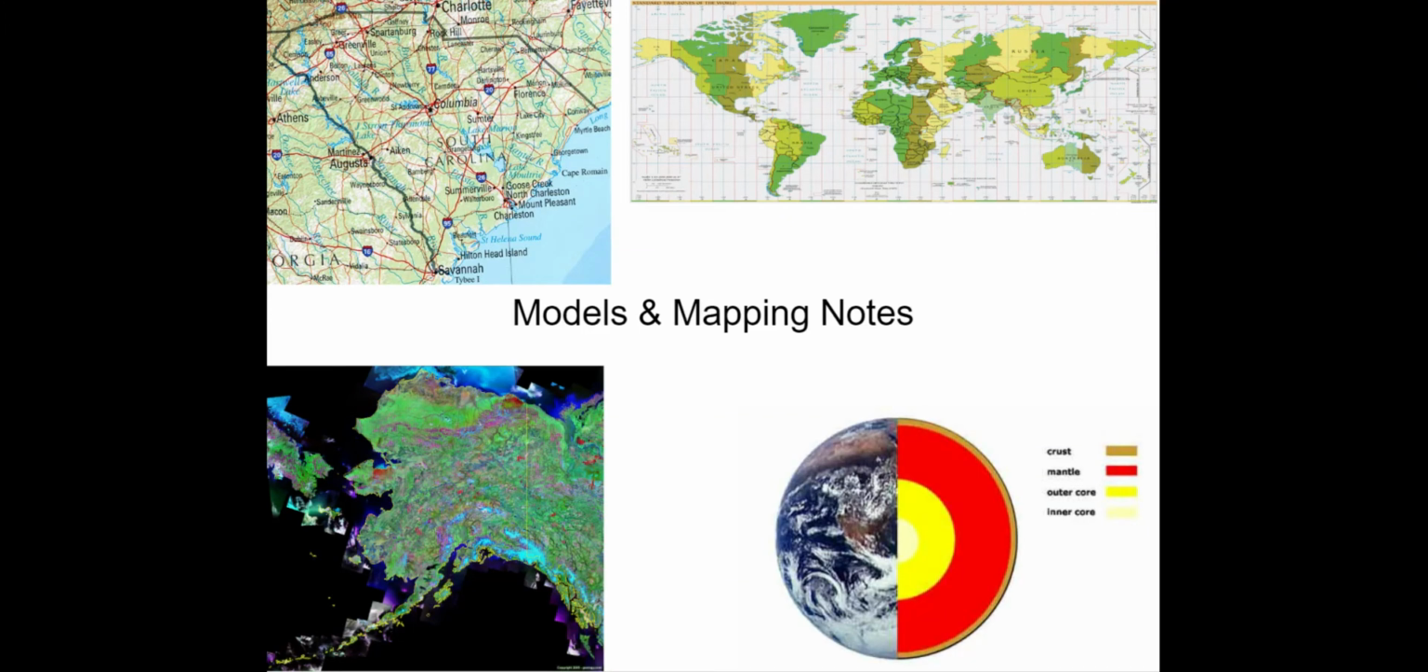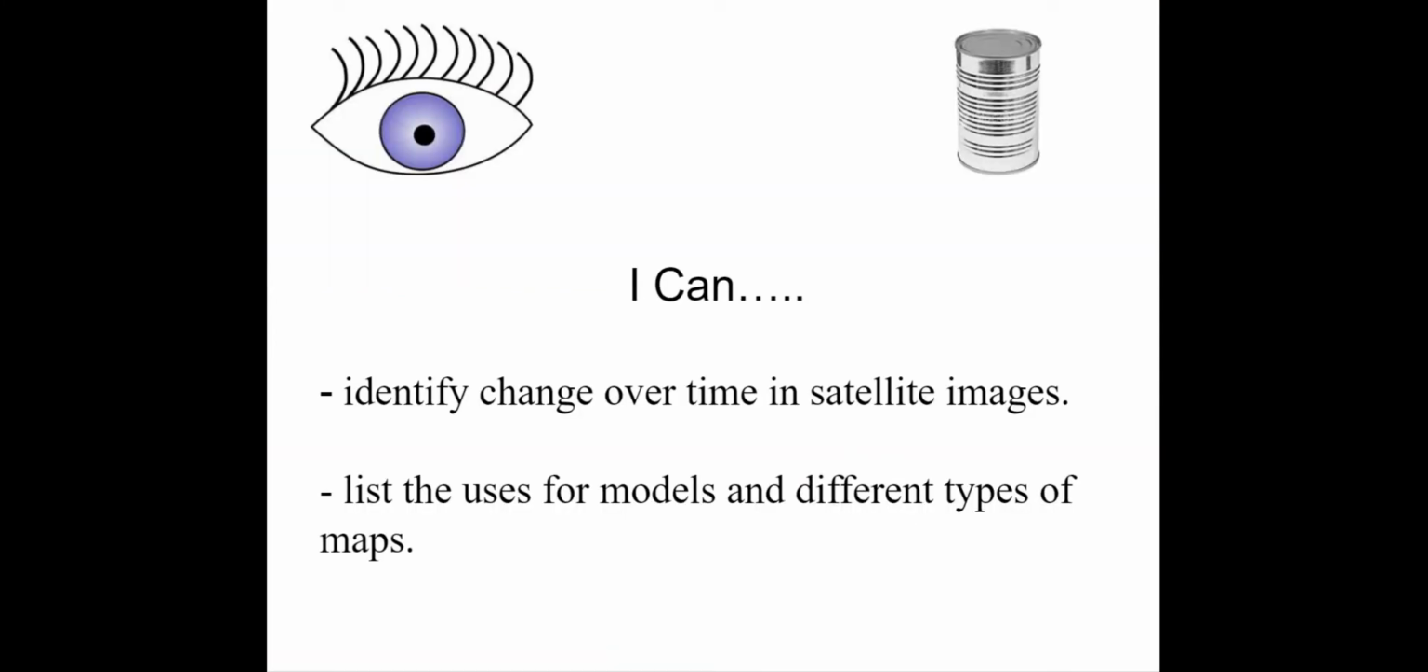We're going to take a look at globes, maps, and satellite images today, and then later on this week we'll get into topographic maps. By the end of this lesson, you should be able to identify change over time using satellite images and list the uses for models and different types of maps.